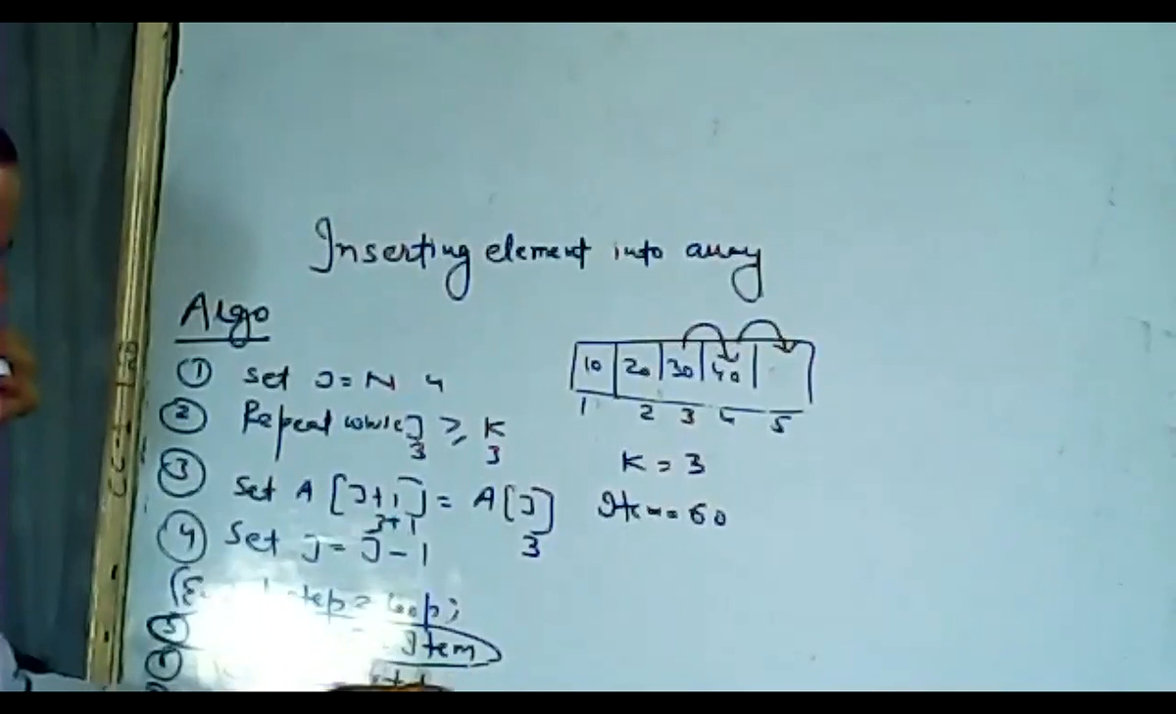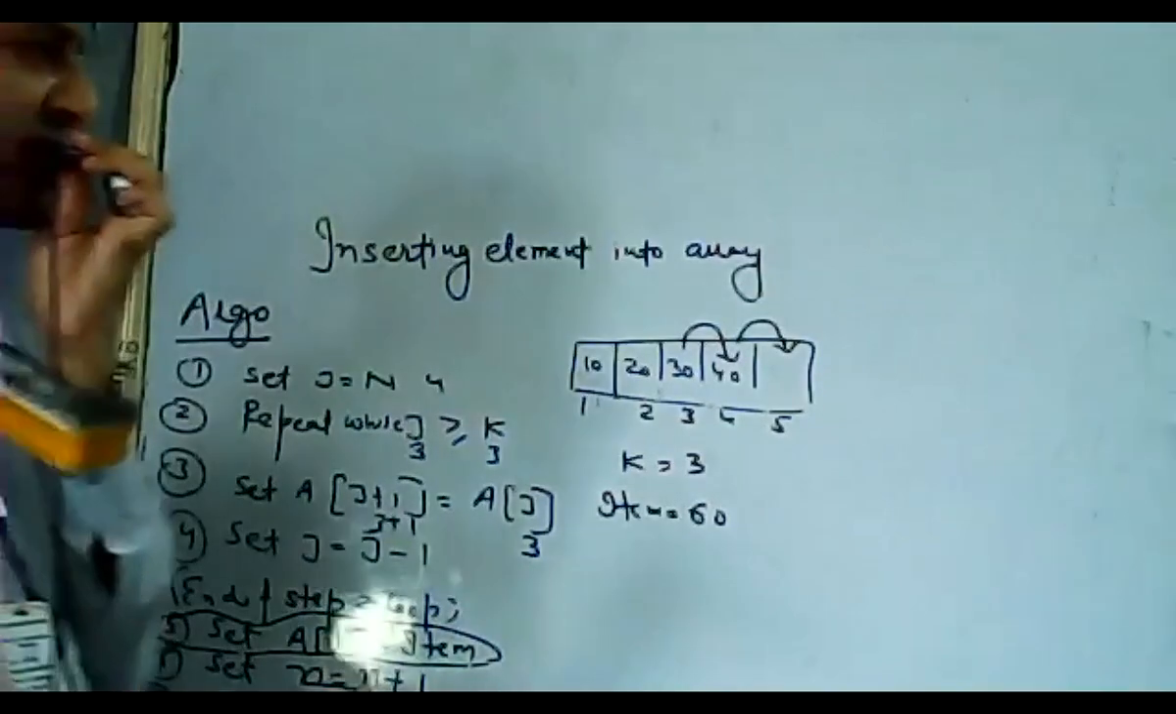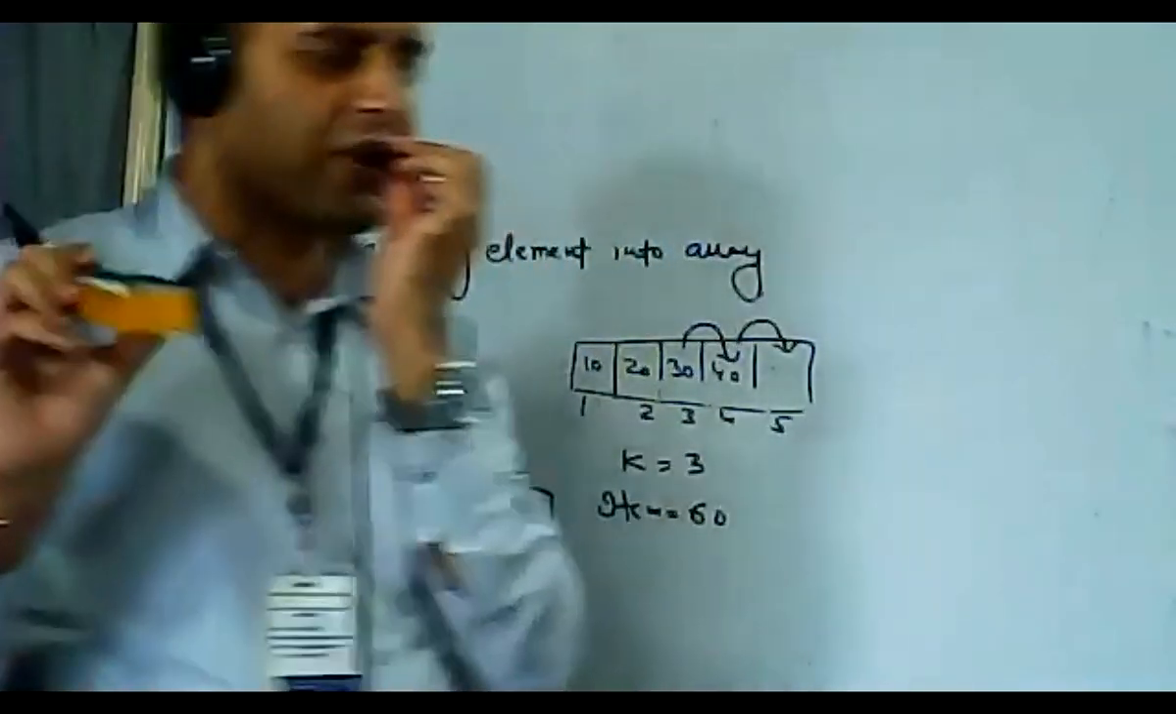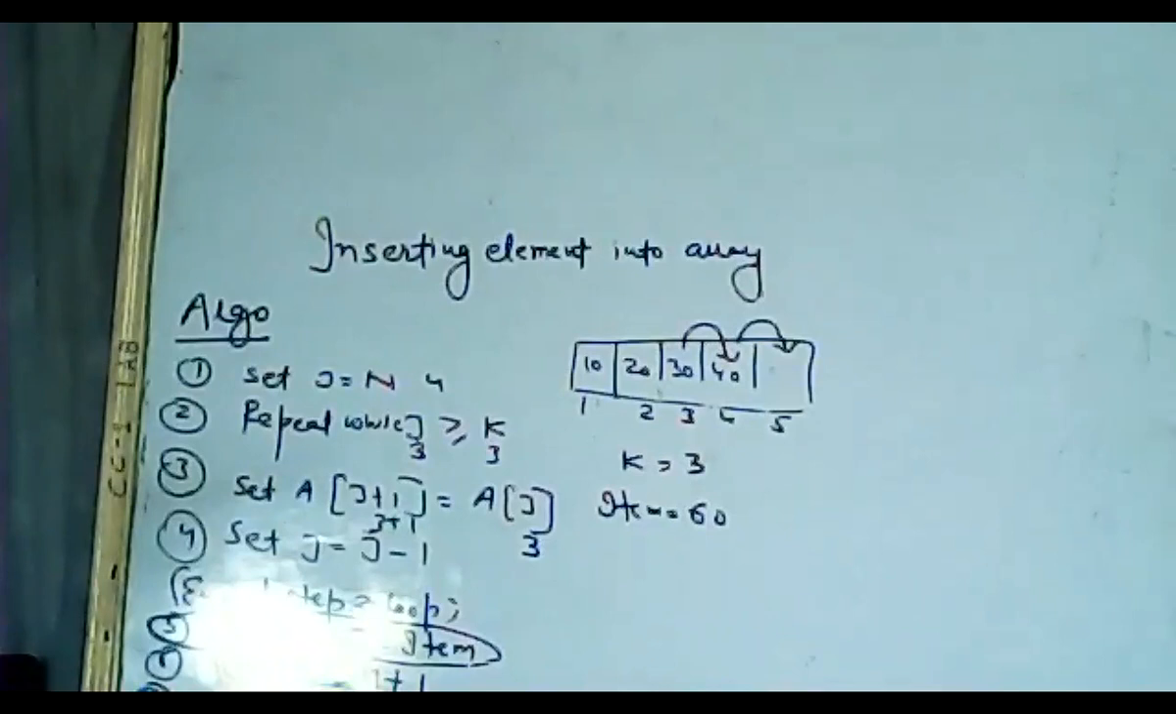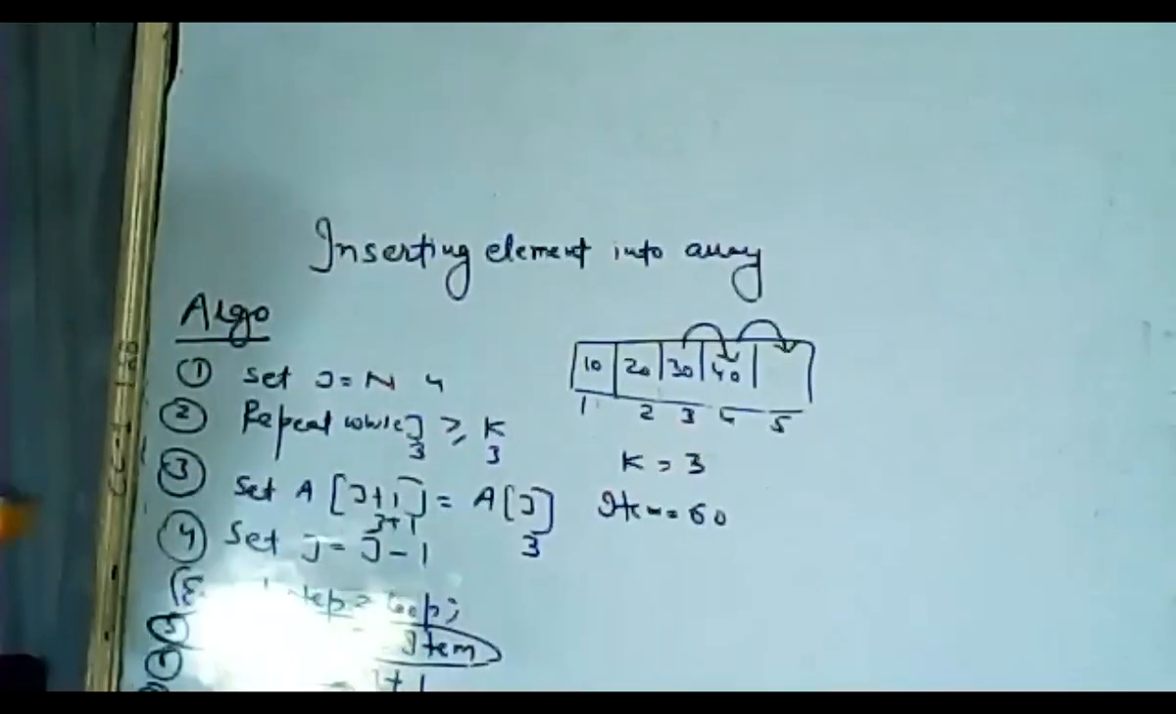Set A of K is equal to item, and set n is equal to n plus 1. Okay? Don't worry, I'm trying to write the same algorithm which is written in your book so that you should not feel any disparity or find any difference in the two algorithms. I will be sharing these notes today in your group.